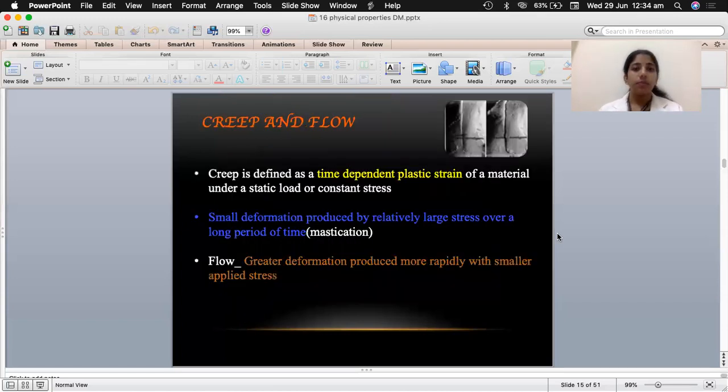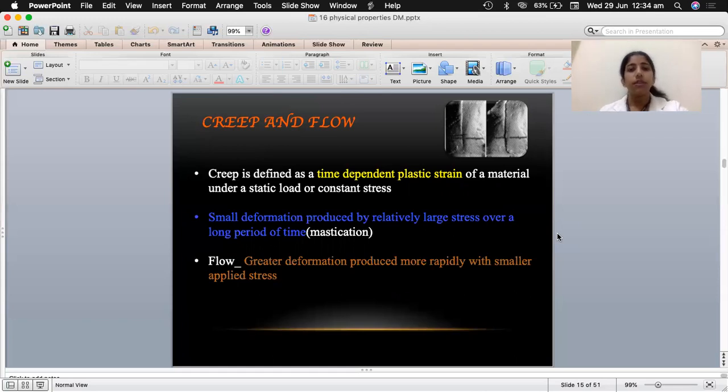Next physical property is creep. Another one is flow. Flow is greater deformation produced more rapidly with applied force. For an applied force, the viscosity of such materials will be less. That is the flow characteristic.